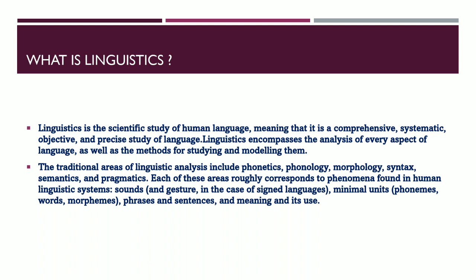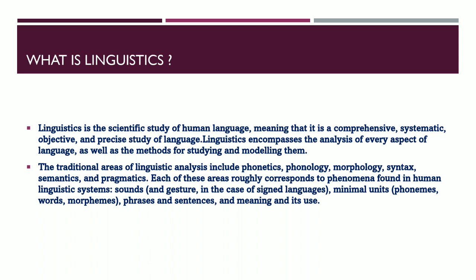So here we can understand that linguistics divides into 6 parts. We have phonetics, phonology, morphology, syntax, semantics, and pragmatics. And we are going to discuss each one of them. Each of these areas roughly corresponds to phenomena found in human linguistic systems: sounds and gesture in the case of sign languages, minimal units such as morphemes, words, phonemes, phrases and sentences, and meaning and its use.